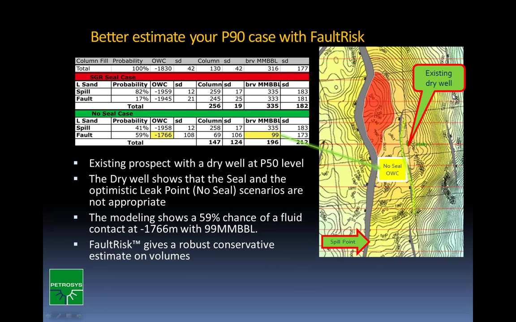So what this shows is that, given the dry well, the seal and the optimistic leak point scenarios are not appropriate. So these two cases here are probably not appropriate. And the modelling showing the 59% chance of a fluid contact at 1766 is probably the best case estimate in this case. So in this case, we've shown that the 99 million barrels gives us a best guess volume. And in this particular case, they're looking at an attic oil potential, which is the red column here.